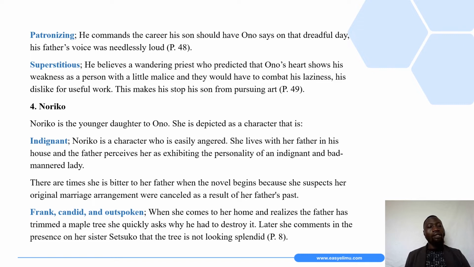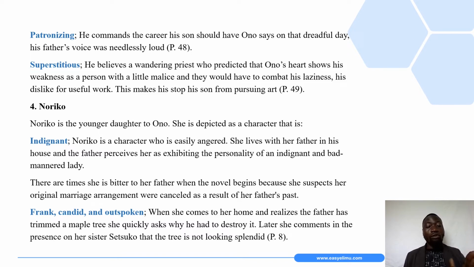So there is the fourth character, that is Noriko. So remember, Noriko is the younger daughter to Ono. She is depicted as a character that is indignant. So Noriko is a character who is easily angered. She lives with her father in his house, and the father perceives her as exhibiting the personality of an indignant and bad-mannered lady. So there are times she's bitter to her father when the novel begins because she suspects her original marriage arrangement were cancelled as a result of her father's past.